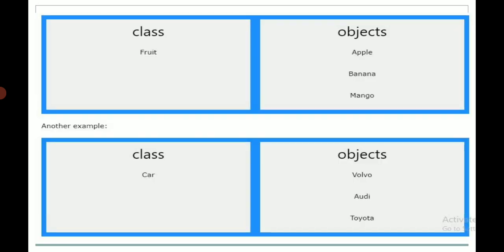Here is the example. If you had a class called fruit, it could have objects like apple, banana, and mango. Its properties can be shape, taste, price, etc. And one more example. If you had a class called car, it could have objects like Volvo, Audi, Toyota, etc. Its properties can be the price, speed of these cars, etc.